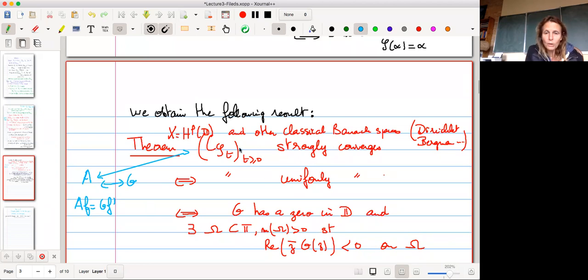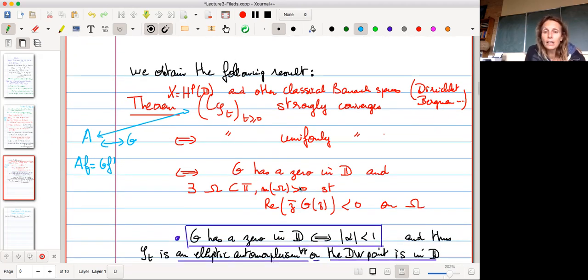So we have the convergence in the strong operator topology if and only if G has a zero in D, and we can find a Borel subset of the unit circle of positive measure on which the real part of this quantity, understood in the sense of radial limits, is negative on this non-trivial Borel subset of the unit circle.